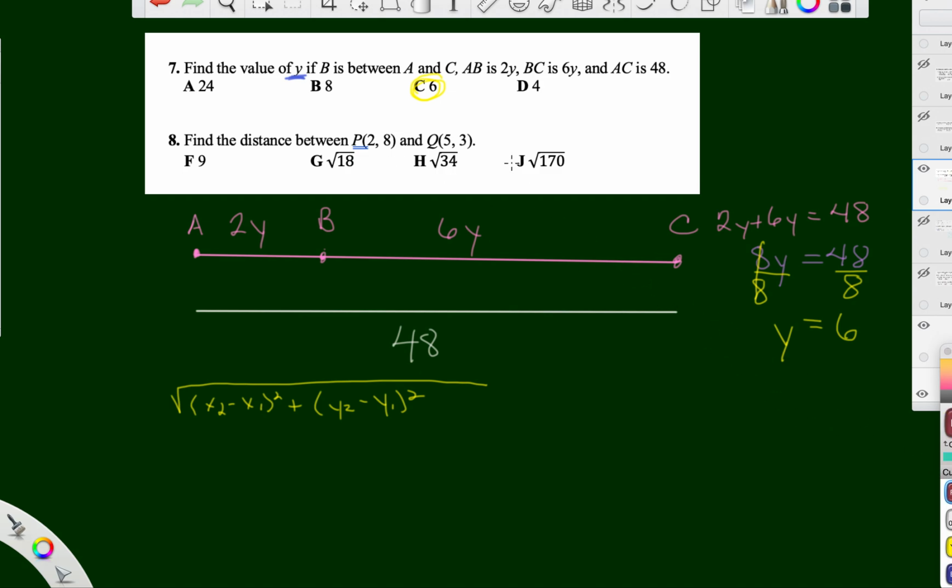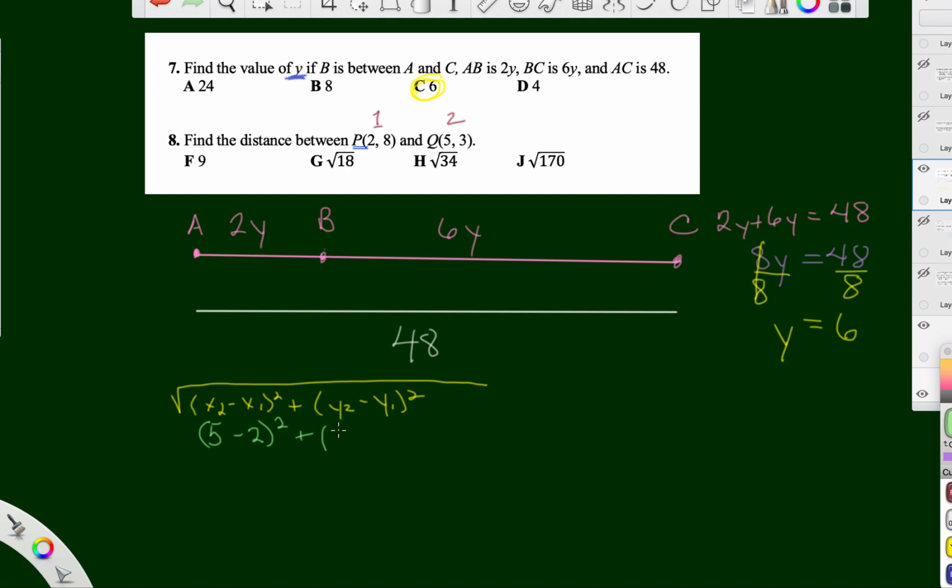Now, what do I do? Well, first I'm going to label these two coordinates. I'm going to call P coordinate pair 1, I'm going to call Q coordinate pair 2, and I'm going to solve that way. So, the x in 2, which is 5, minus the x in 1 is 2. And I'm sorry I'm not carrying the square root symbol. It gets annoying to keep writing it over and over again.